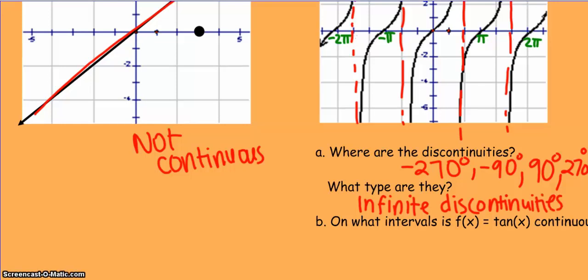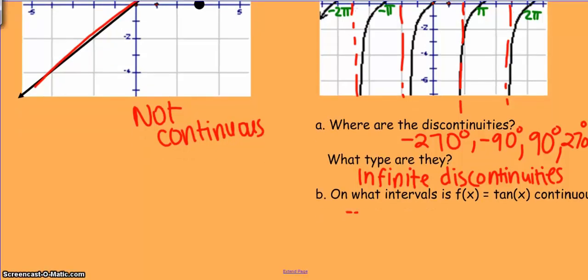And lastly, on what intervals is f of x continuous? All right, so we have to look at what we just said to be our asymptotes, and we have to look at where they are continuous. So, based on our graph, anywhere in between negative pi over 2, which is negative 90 degrees, and less than positive 90 degrees, or pi over 2, is going to be continuous.